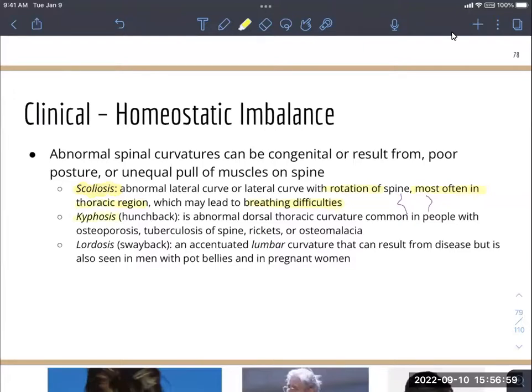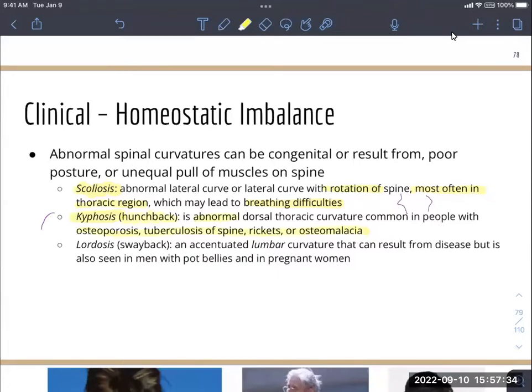We have a kyphosis. A kyphotic curve is that thoracic curve we talked about, where it's like a normal curve in the back, and that's the one that you're actually born with. A kyphosis is also known as a hunchback. That's an abnormal, so it's a lot larger than normal. It can happen with people with osteoporosis, tuberculosis, rickets, osteomalacia.